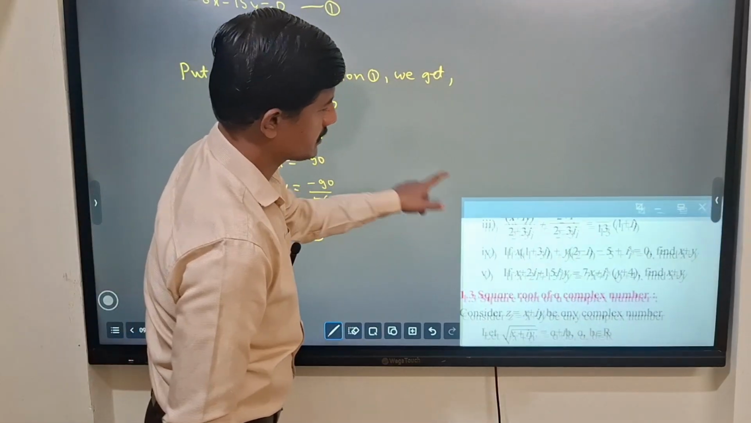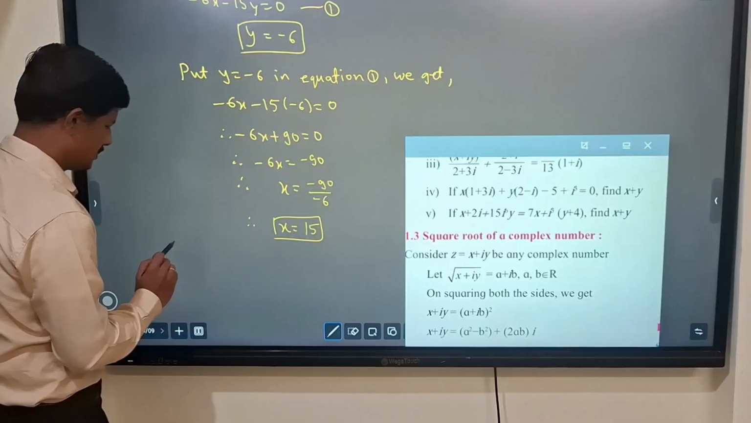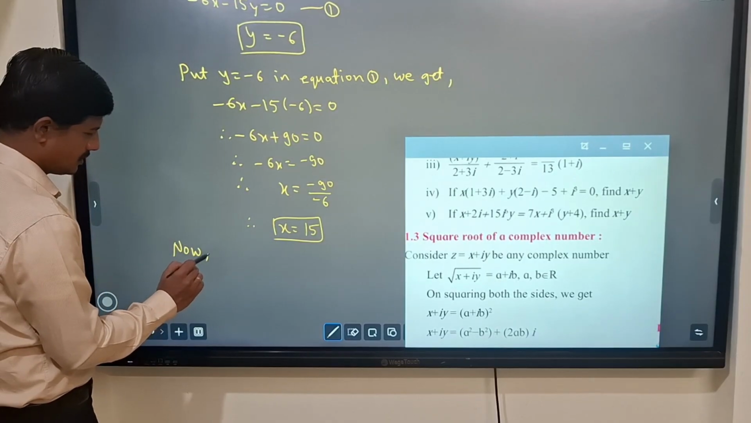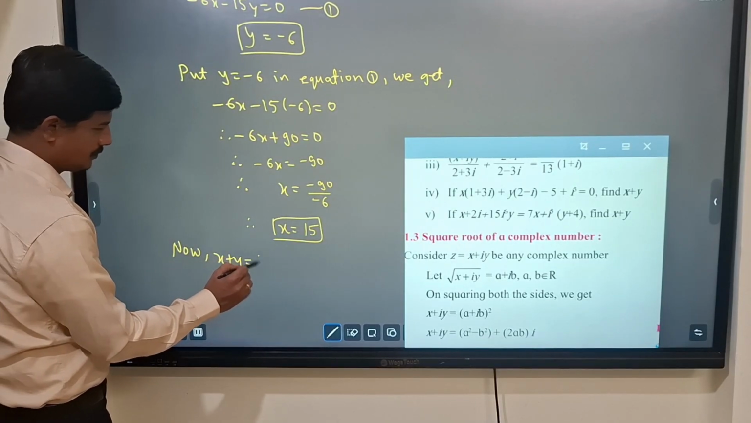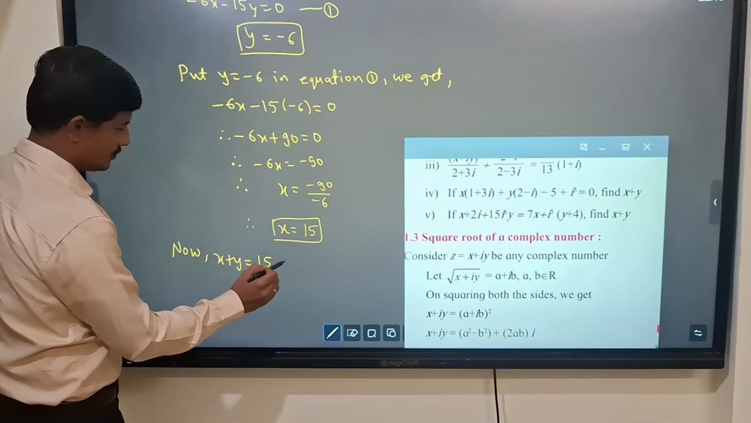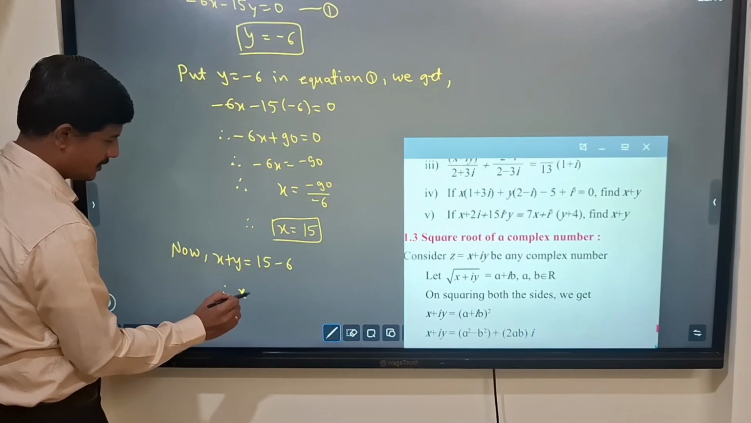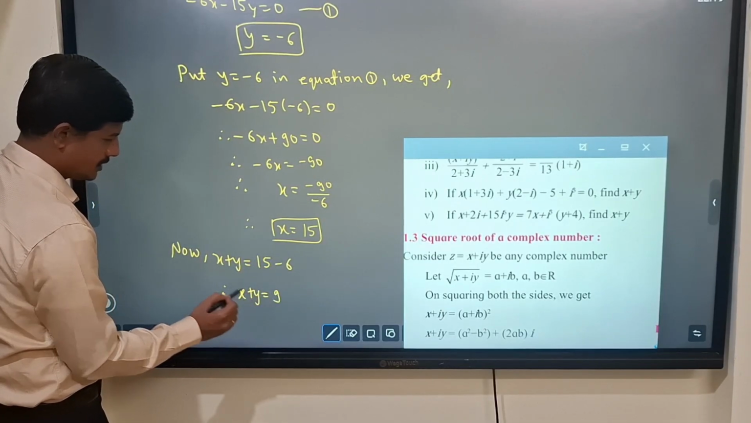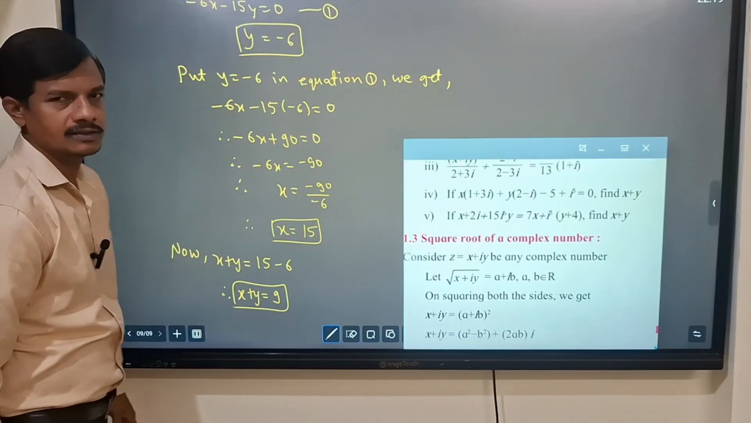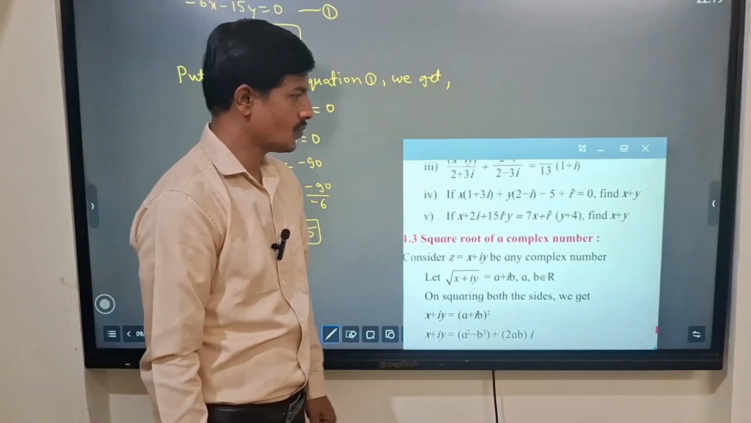Now they have asked us to find out x plus y. Now x plus y is equal to 15 minus 6. Therefore x plus y is 9. Here is the end of exercise 1.1.